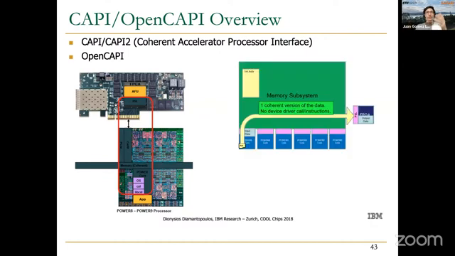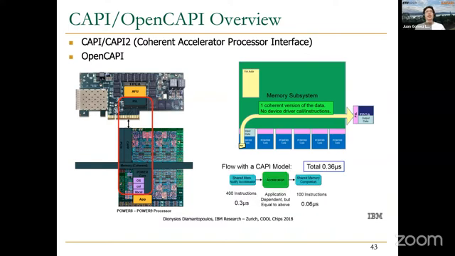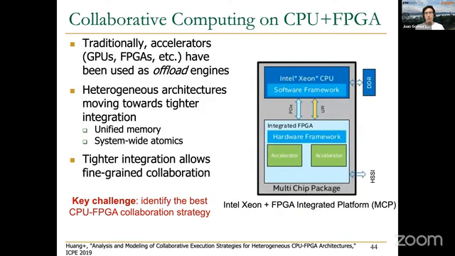So that was the proposal from CAPI and CAPI 2, the first two interfaces that IBM proposed, but then OpenCAPI was a standard that was followed by several vendors, providing a coherent interconnect between different types of accelerators or different types of devices in a system. It's not only OpenCAPI. Other vendors, Intel for example, started to integrate these coherent interconnects between their CPUs and their FPGAs in order to provide a unified view of memory and to allow tighter integration and finer-grain collaboration between different devices in the system.